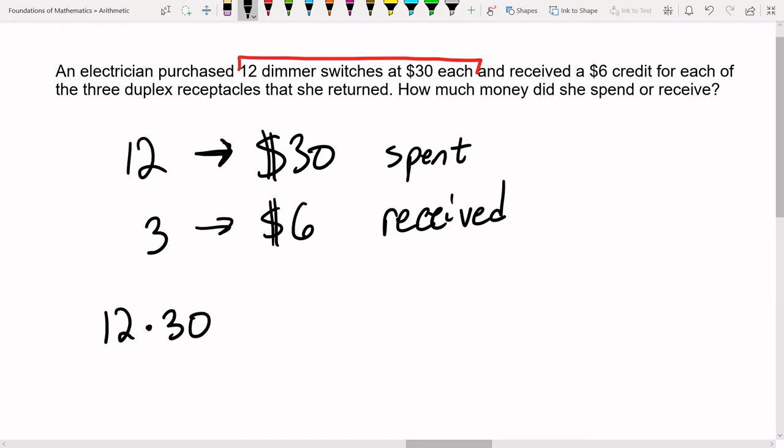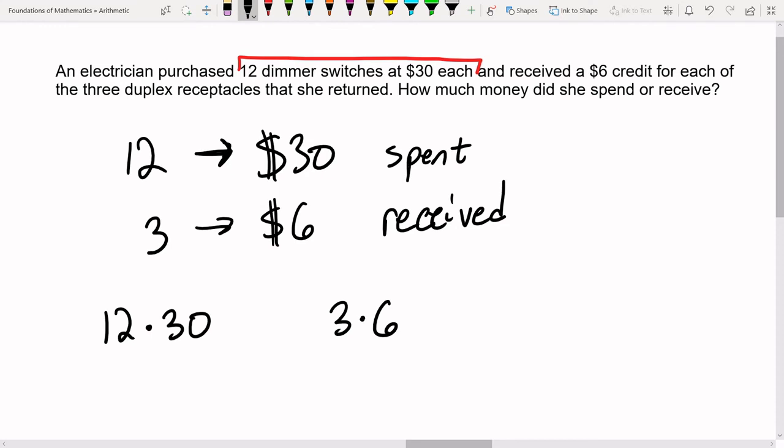And then, how much did she receive? Well, she received $6 for each of the 3 receptacles that she returned. So 3 times 6 is how much she received. So the difference between these two things will either tell us if she's spent money or received money. So we know that if she receives the 3 times 6, that's going to be coming off of how much she spent. Let's calculate how much she spent first.